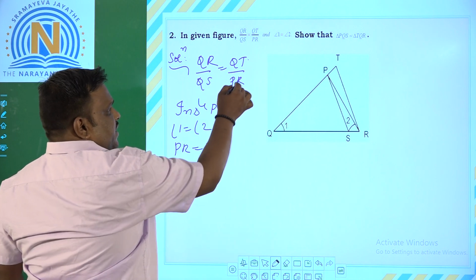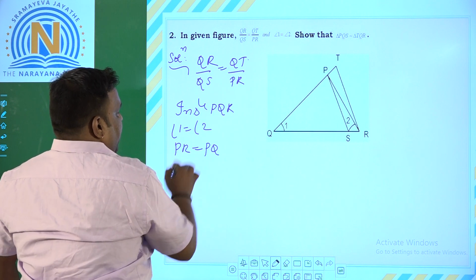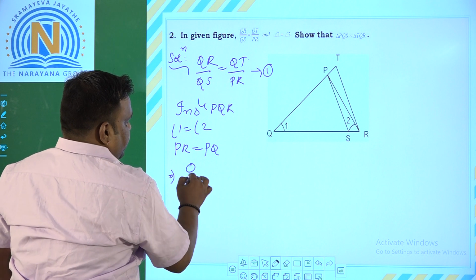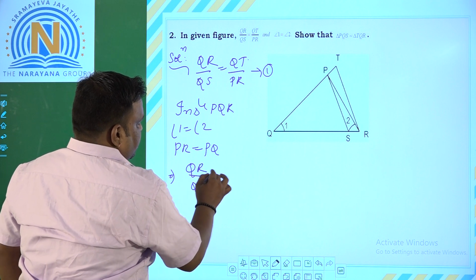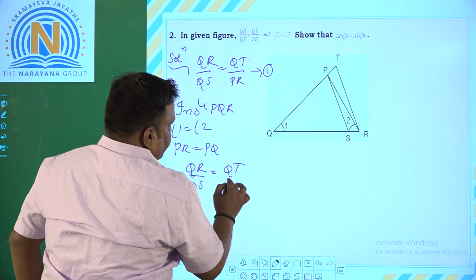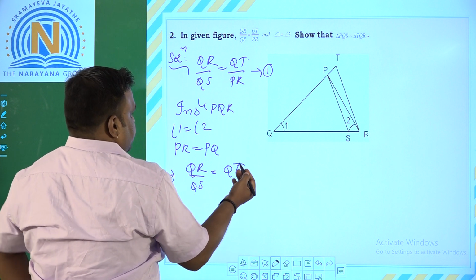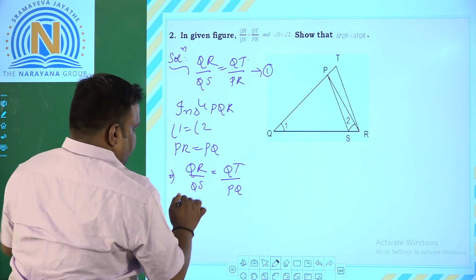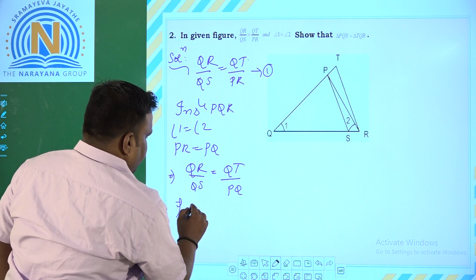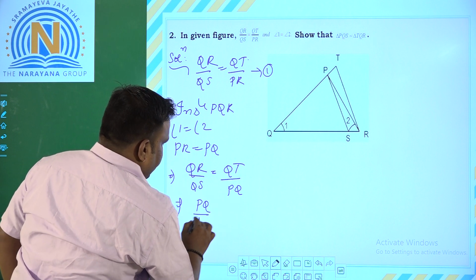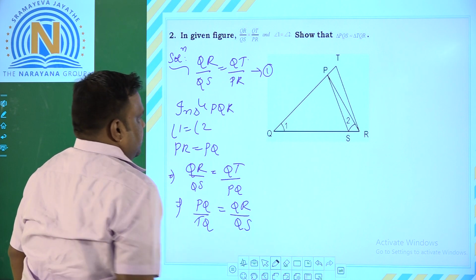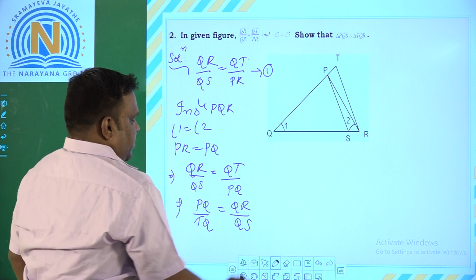Now substitute the same thing in the given equation. The given part, name it as equation number 1. So what will I be left with now? QR by QS is equal to TQ by PQ. So when you reciprocate them, I will be left with PQ by TQ is equal to QR by QS, right? We will name this as equation number 2.